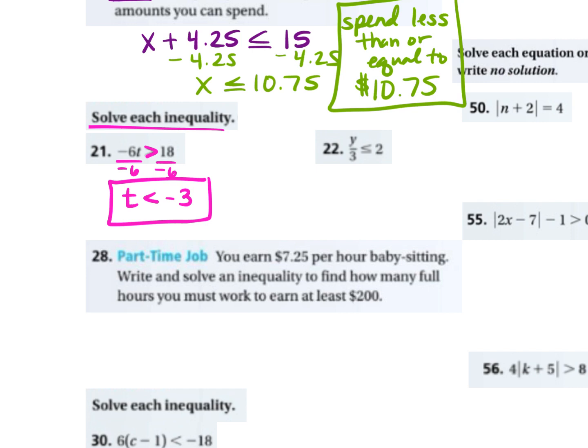Oh, in my answer key, I didn't flip it. Shoot. So t is less than -3. If you're looking at the answer key, it's wrong. Maybe by the time I'll fix this and get it back to you. Okay, 22. So you're going to multiply by 3. So y is less than or equal to 6. That one you don't flip because it's not a negative.